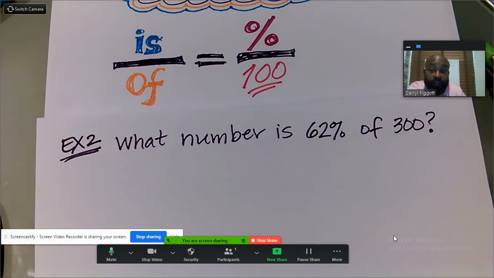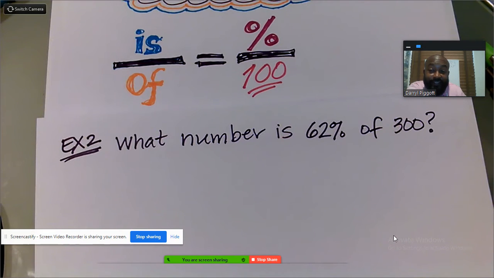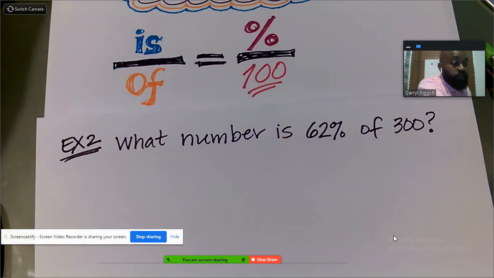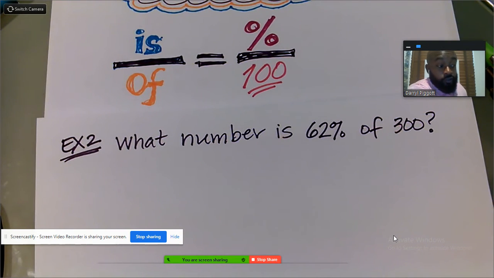All right, so remember again, these problems are is over of equals percent over 100. So when we look at these problems, we have to identify what is the is, what is the of, what is the percent. We never have to identify the 100 because the 100 always goes in the same spot.